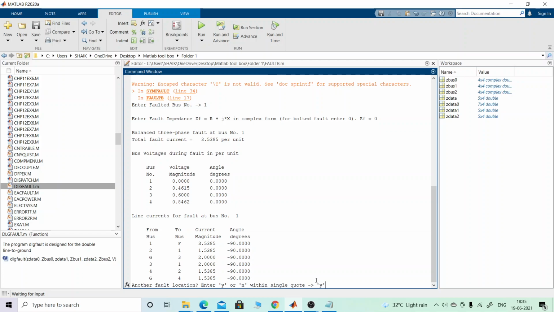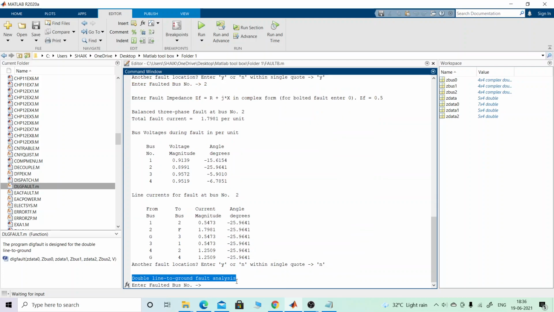That's the case. Now I want to go for the double LG fault. So I enter within the quotes N to skip the symmetrical fault. Now it has gone to the double line to ground fault analysis. The analysis is the same as before, at bus number 1. The fault impedance is also 0. So I got the data here. I copy it here only for your better viewing.